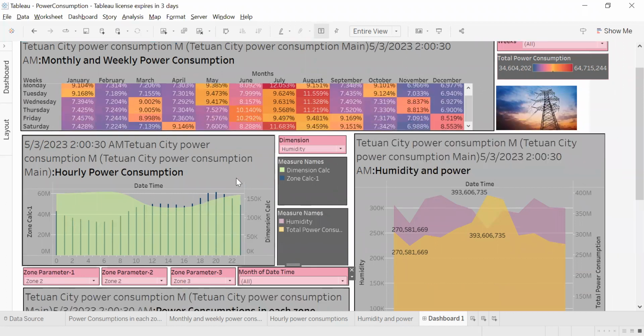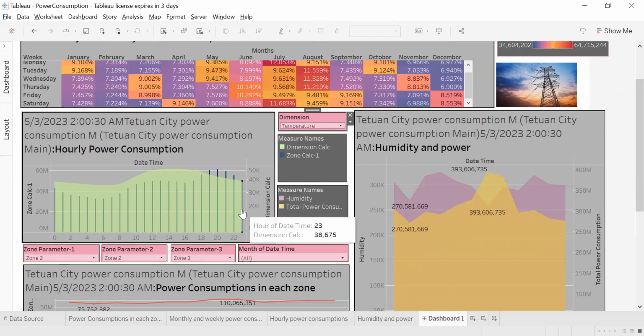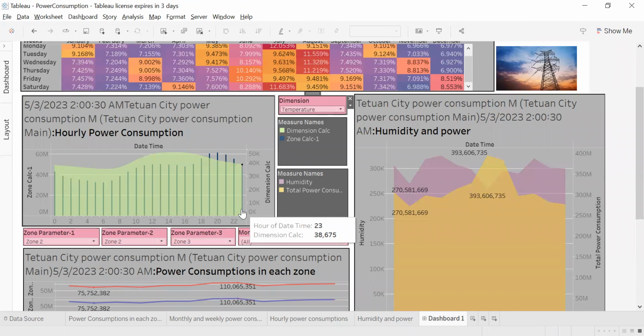Coming to sheet two, we have hourly power consumption with respect to different zones and dimensions. Here we have created a calculated field called dimension, where we can select the type of measure that we are seeing. So we could see the humidity, temperature, and wind speed. When we compare the temperature, it is clear that as the temperature increases, the power consumption also increases. This means that temperature is directly proportional to the power consumption. As the temperature increases, the energy consumption also increases.